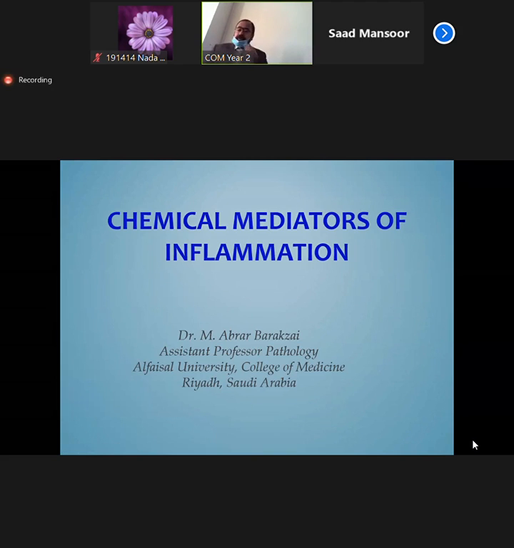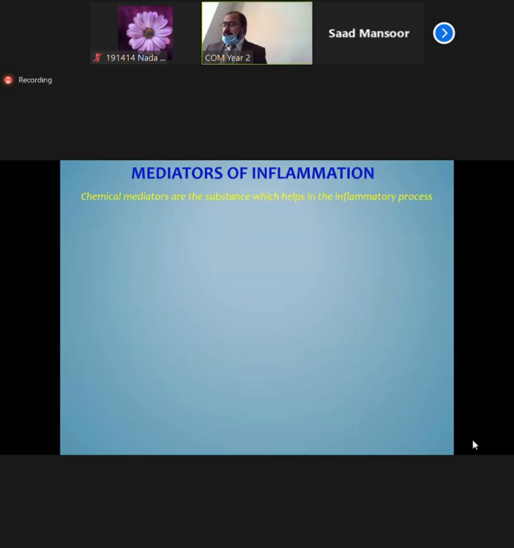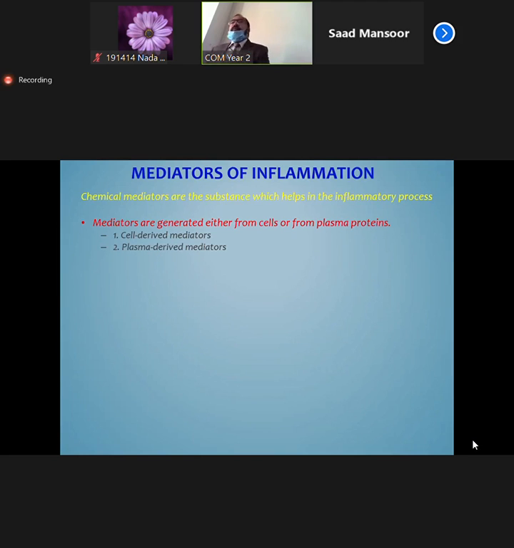So now we are starting with the new topic, the chemical mediators. You all know what chemical mediators are. These are the chemicals which help in the inflammatory process, right? We have basically two main groups of chemical mediators. One is the cell-derived mediators, and the other is the plasma-derived mediators.